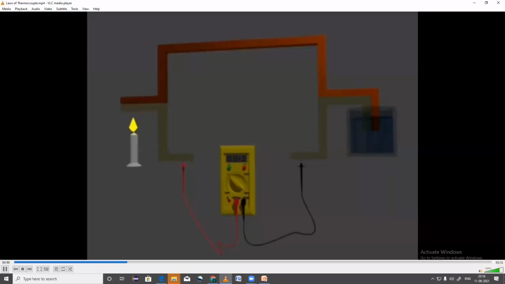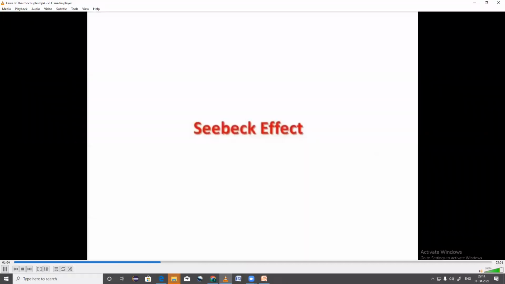Now if we increase the temperature of the hot junction by increasing the intensity of the flame, we will see the reading of the multimeter also increases. This proves that the voltage between these two junctions is a function of the temperature difference between them. A German physicist named Thomas Johann Seebeck discovered this effect. His discovery is called the Seebeck effect, and it is the basis of all thermocouples.